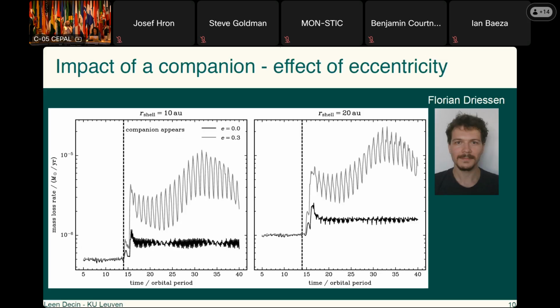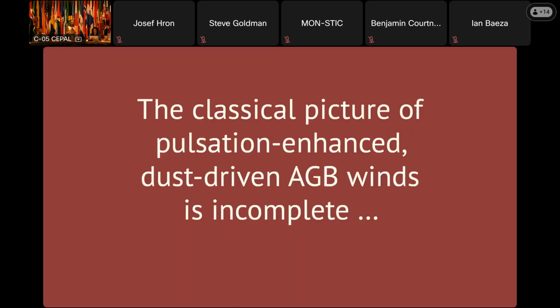We have an increase of a factor between 5 and 20 of having a system without a companion or having a companion, a very small companion, with that eccentric orbit. So this is almost dramatic. They have such a huge impact. And this is also what Chazrin was saying yesterday, where even the companion had a much lower mass. A factor 5 to 20 is a lot. So I think this classical picture of pulsation enhanced dust-driven winds is not complete.